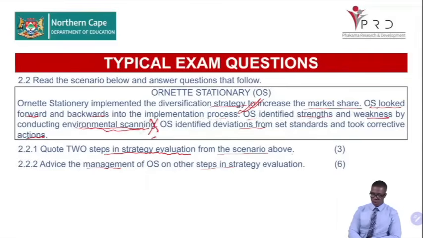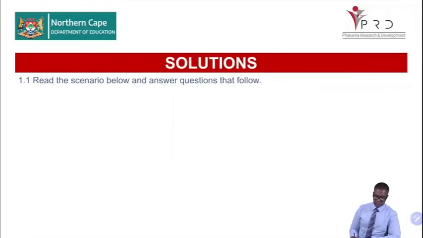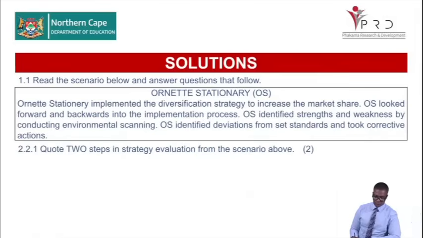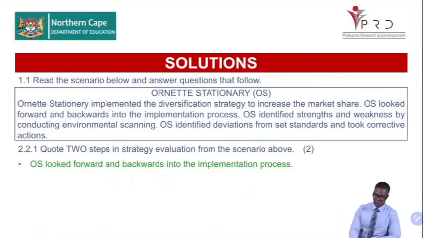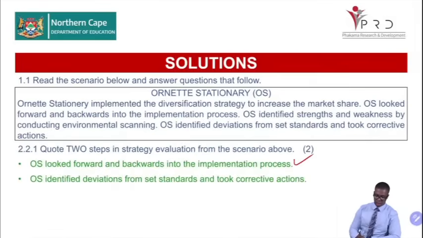Therefore, you should not quote that, but you should rather quote this one here, because this is part of the strategy evaluation when we say OS identified deviations from set standards and took corrective action. So this is also correct for 2 marks. So let's check if we are correct with that analysis. Yes, OS looked forward and backward. That's correct. Then another one, OS took or identified deviations from set standards.